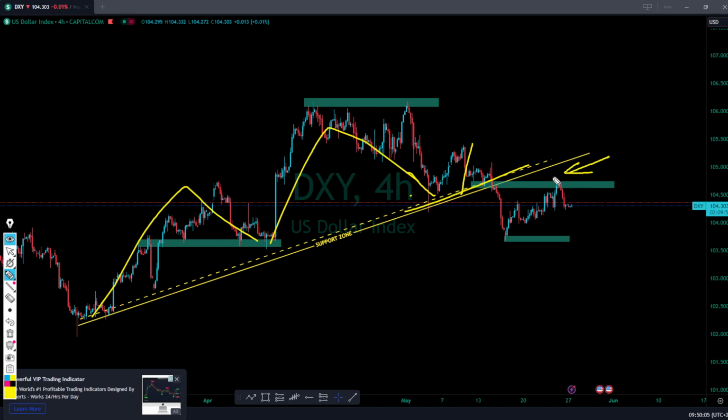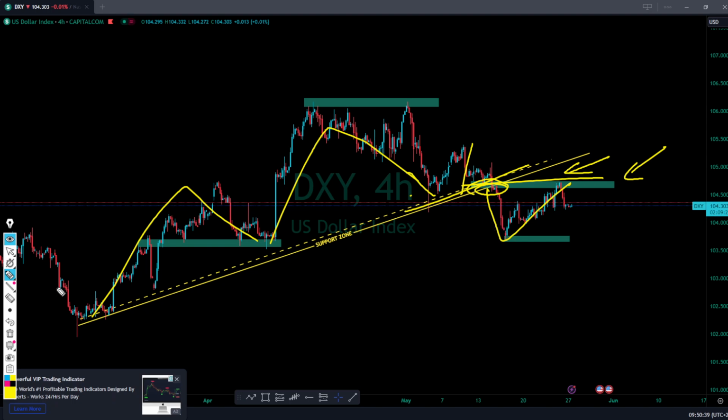Now we see a nice breakout here and a nice retest there. That shows us that the dollar is starting to get weaker because we see a breakout. So from this, we should see some strength in the other pairs which go with the dollar. But that is not always the case because we also have other fundamentals.